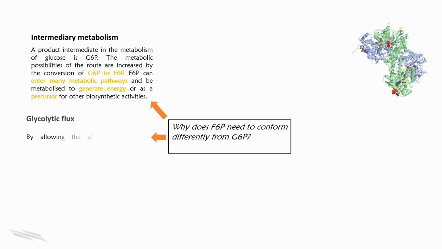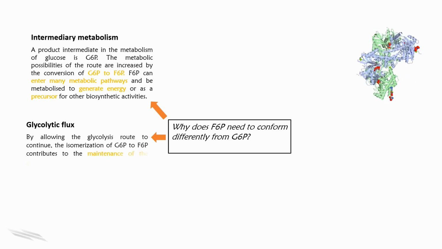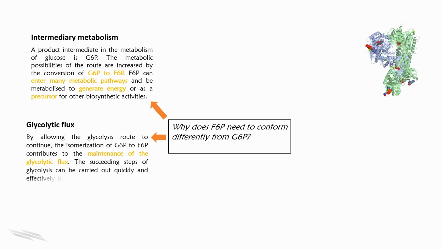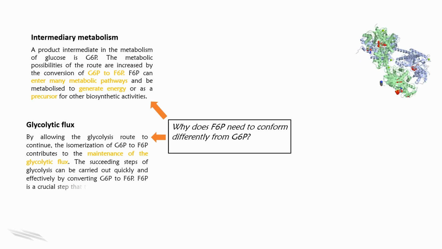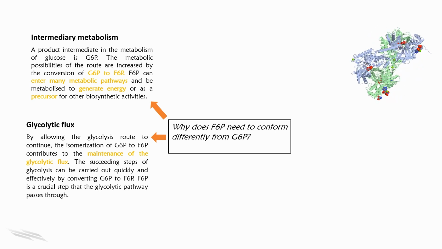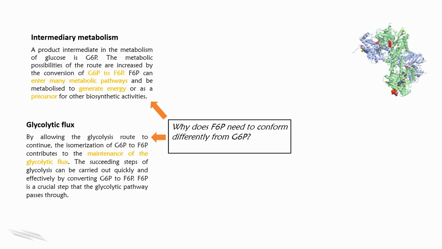Glycolytic flux. By allowing the glycolysis route to continue, the isomerization of G6P to F6P contributes to the maintenance of the glycolytic flux. The succeeding steps of glycolysis can be carried out quickly and effectively by converting G6P to F6P. F6P is a crucial step that the glycolytic pathway passes through.